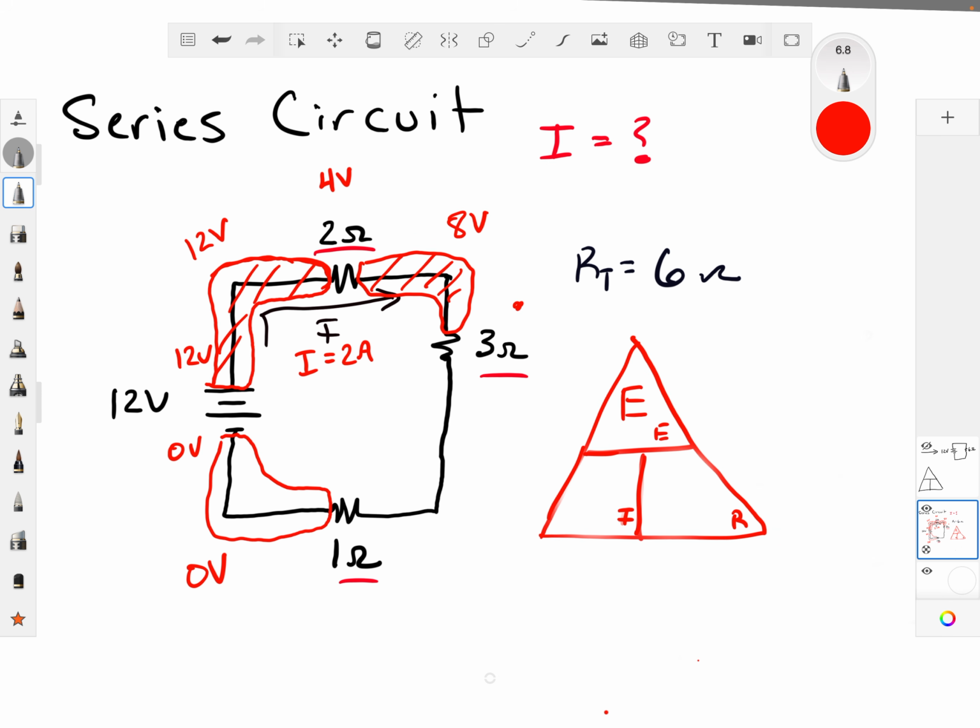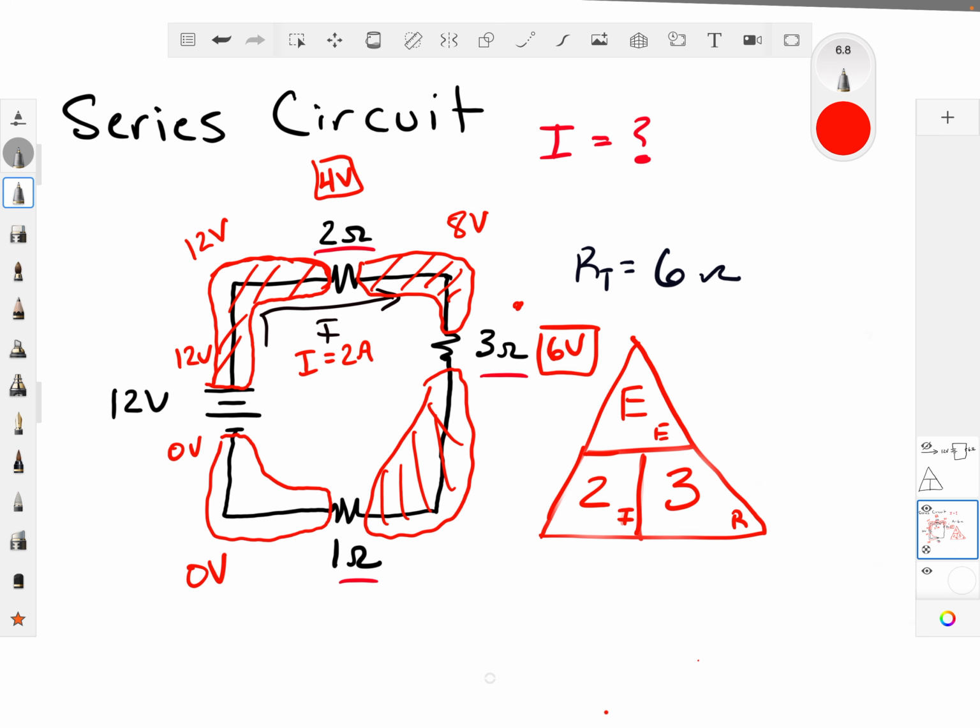So we know there's 2 amps going through this 3 ohm resistor, so that's 2. Well, what's the resistance? It's 3. So what's 2 times 3 is 6. So there's a 6 volt drop across this 3 ohm resistor, right? So there's 8 volts here. Therefore, what would be my voltage on this part of the resistor? So we had 8, we lose 6, therefore there's going to be 2 volts.